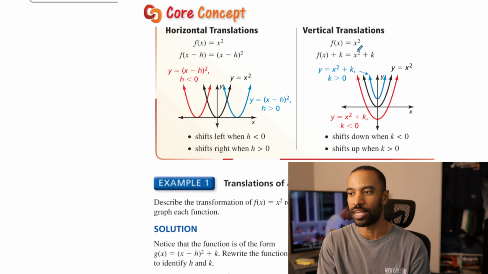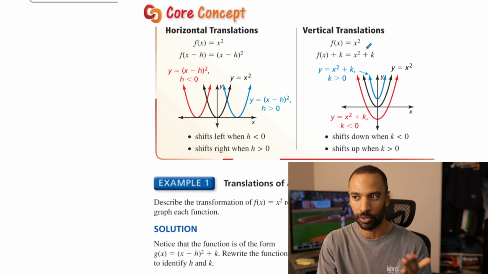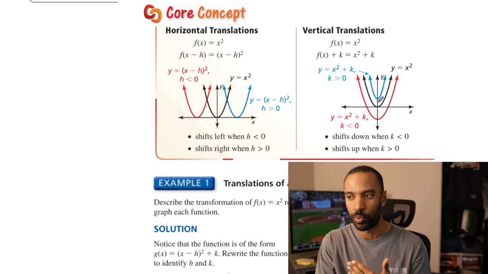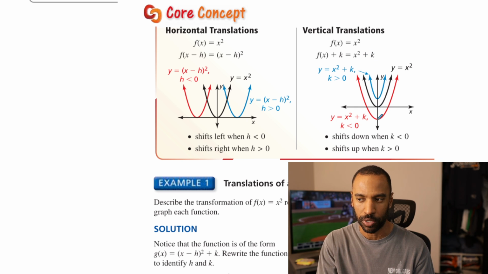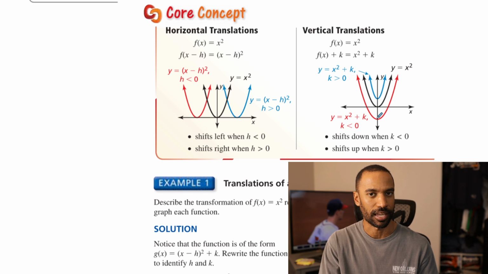Anyway, vertical translations are outside of the function. You take the function and add k. K can be greater than or less than 0. K can be 0. But you follow the sign. If it's a positive number, we shift upward. If it's a negative number, we shift downward. So x squared plus 2, x squared minus 2, things like that.